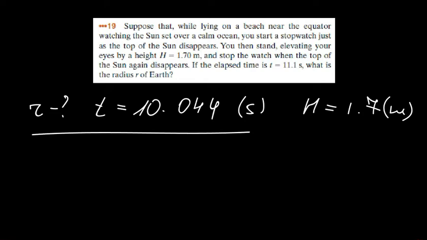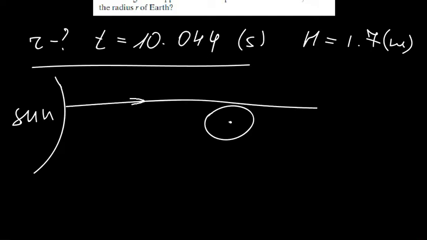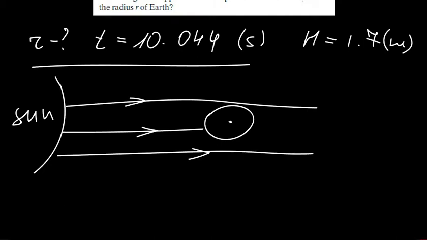So basically this problem says that we have the sun here, and this is Earth, this is the center of Earth, and the rays of the sun are going like that. We are lying down at the beach at this point, and we stop seeing the sun. We stand up, and we start seeing the sun again. Once our Earth rotates, we stop seeing it again.